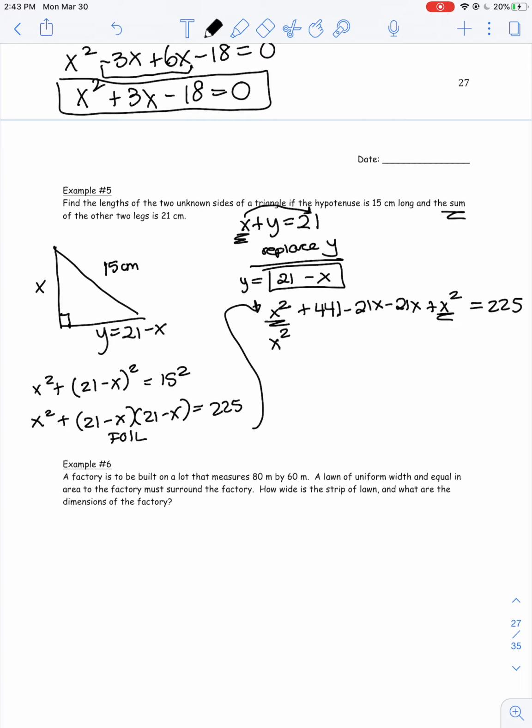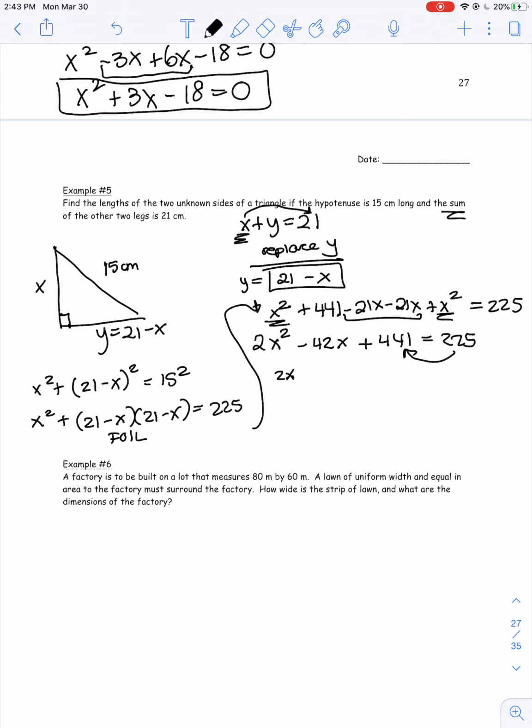Now we have x squared, and there's two of them. We're going to start to join together the like terms. So that and that can go together to become 2x squared. These guys can go together as minus 42x. And then we still have this positive 441 equals 225.